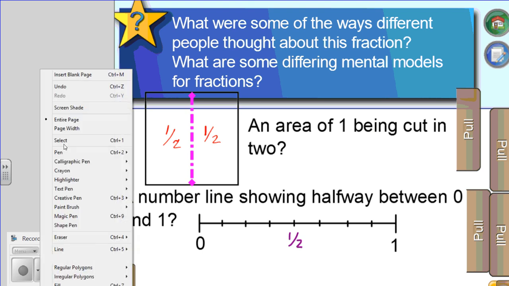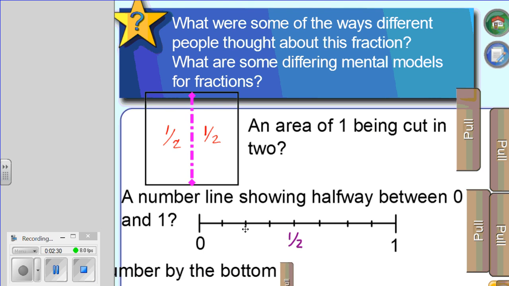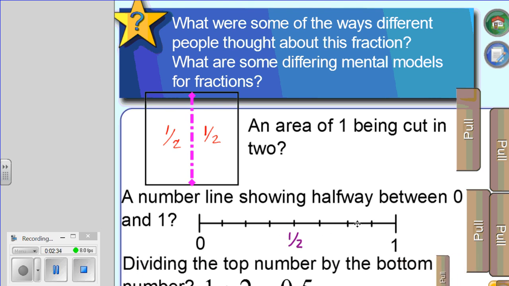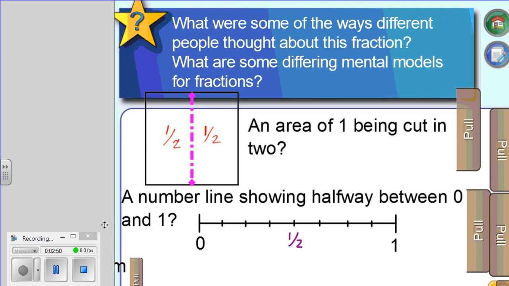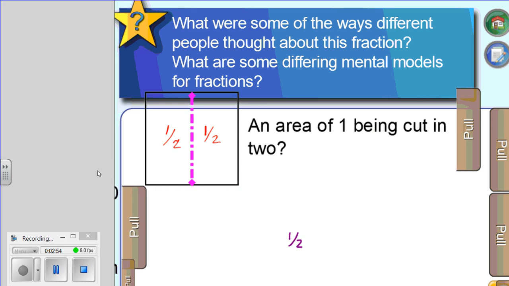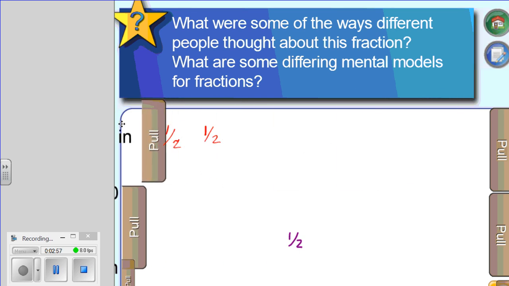Okay, let's pull out this other one here. Okay, and if you notice, some people just might think of it arithmetically. So dividing the top number by the bottom number. It's literally the fraction 1/2 is 1 being cut in 2, 1 being divided by 2, which results in the decimal 0.5. Okay, if you just like to think of arithmetic, that's absolutely fine. That's absolutely what a fraction is. A rational number is a ratio, it's a division being represented here.